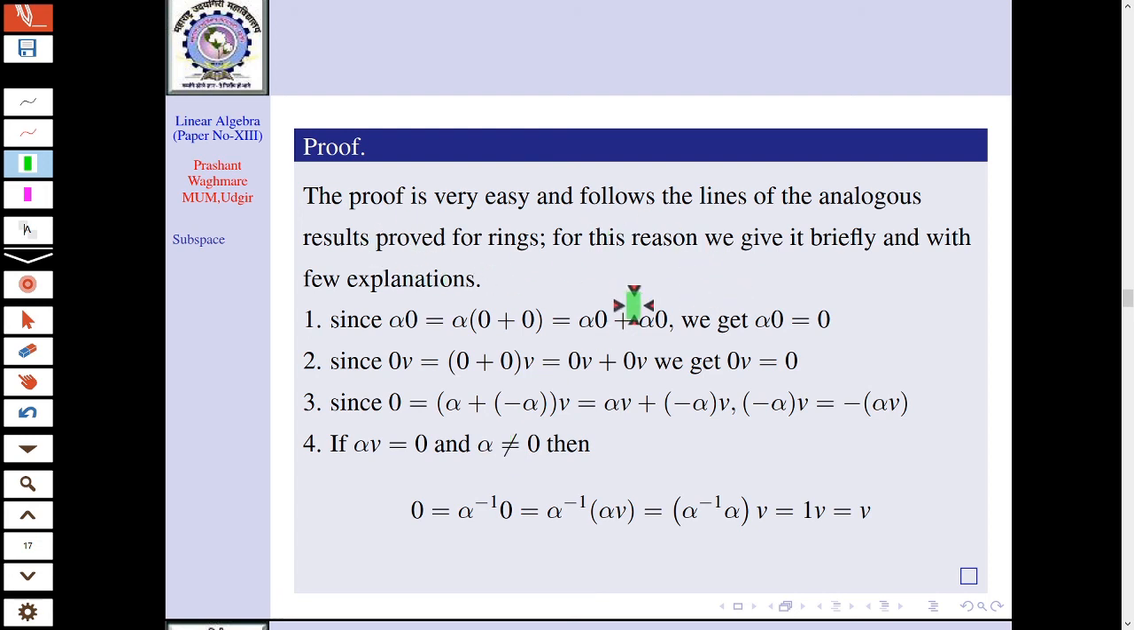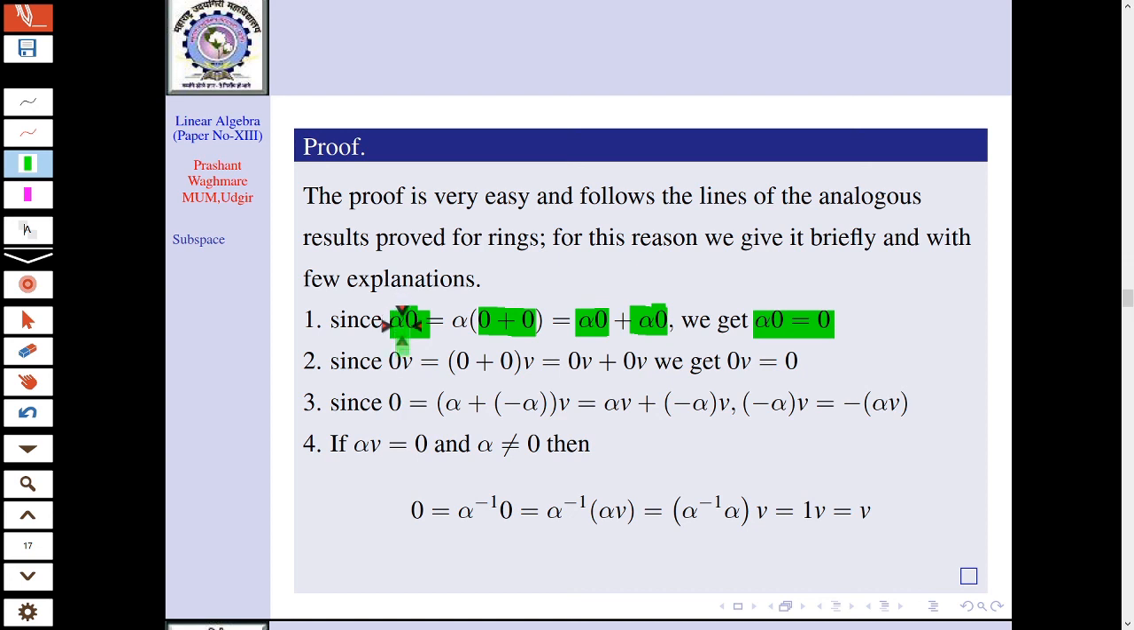As I told you, the proof is very easy. In the first part of the lemma, alpha into 0, which is equal to 0, can be written as 0 plus 0. Now you can distribute this alpha over 0 plus 0. So you will get alpha into 0 plus alpha into 0. As I got here, alpha into 0 is equal to alpha into 0 plus alpha into 0. One alpha into 0 you can take to the left hand side. So both of them are the same, which is equal to 0. So alpha into 0 will equal 0. You will get it directly.